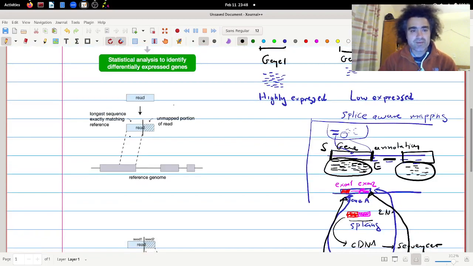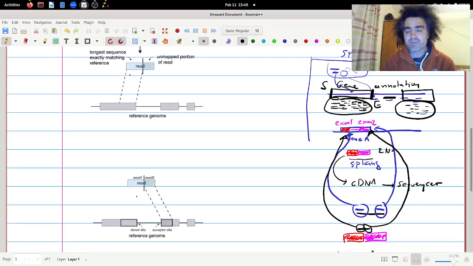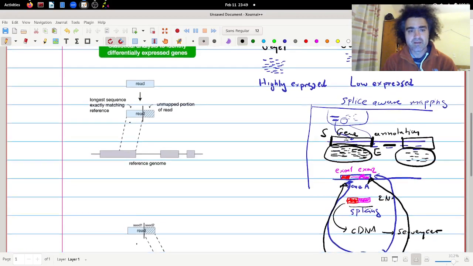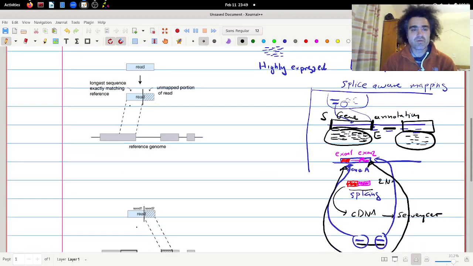Okay, so I have prepared some pictures here to explain how STAR works. And just to remind you that STAR is the mapper. So how is STAR able to map reads to the genome, taking into account that these reads might be spliced, might come from two exons? Okay, so what it does is the following. Here is a read.